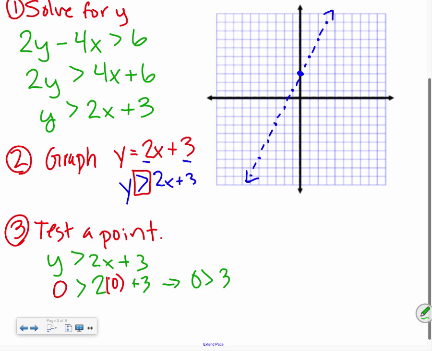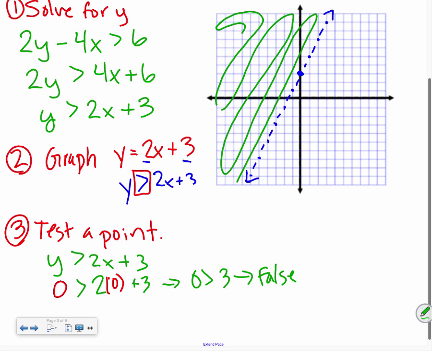Is that true? No. This is false. So if I look at my graph, I see 0, 0 is right here, and that was a false statement. So that means I'm not going to graph this side of the line. I'm going to graph the other side of the line.